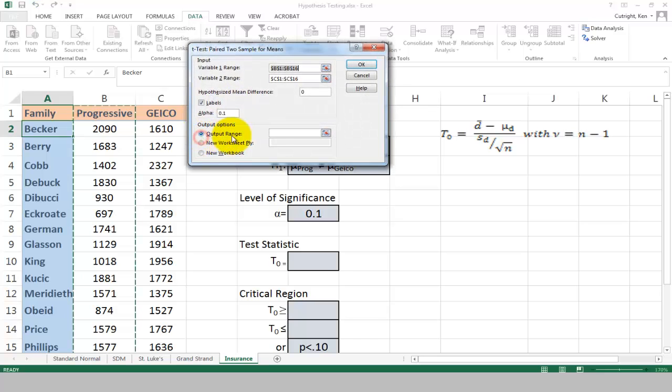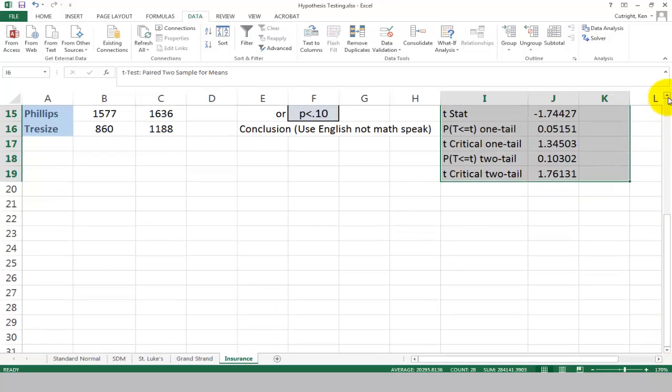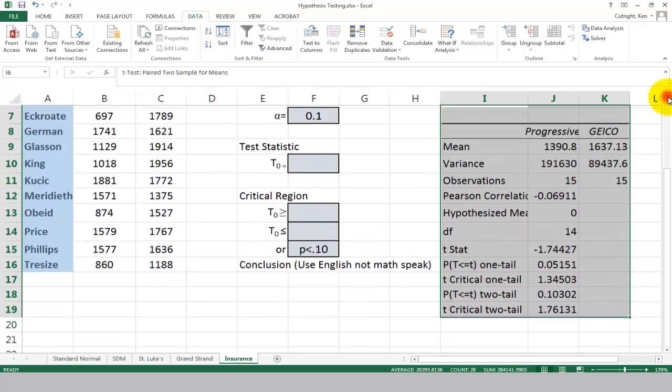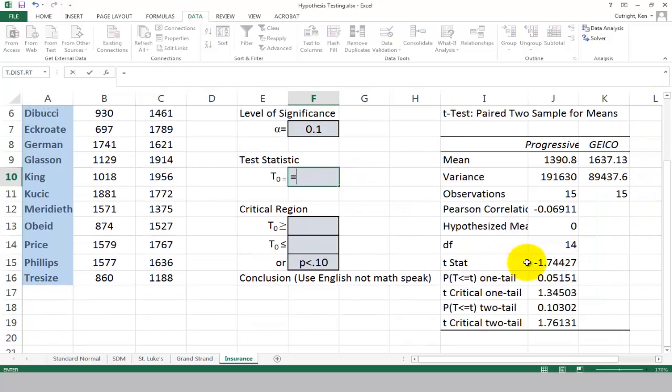And now I've got to find a place to put the output. Again, it jumped up to the input. Don't know why, but I got to bring it back down, and I will put my output right there. And Excel has graciously done all my work for me. Oops, going down a little too far. The test statistic is minus 1.7.